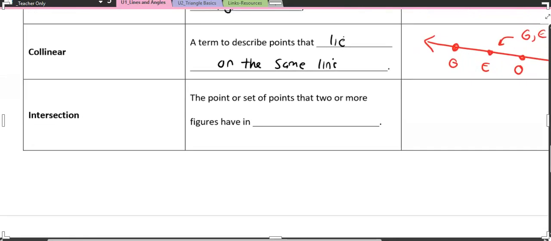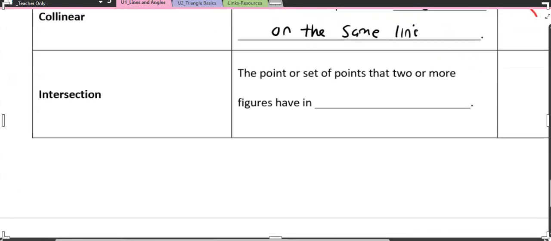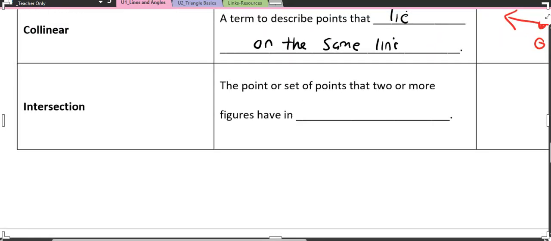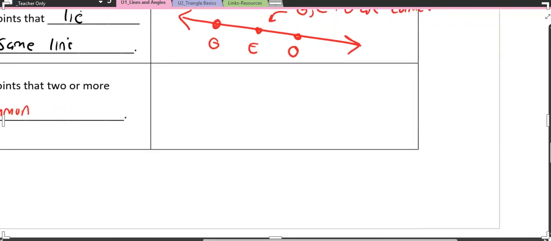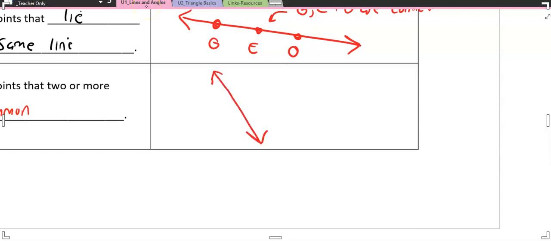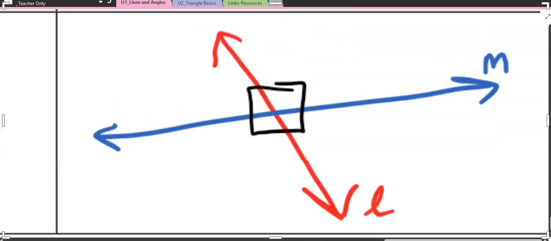And the last of these newer definitions is actually, we have two more, I'm sorry, there's adjacent too, is intersection. The point or set of points that two or more figures have in common. And one of the most common intersections you're going to see is that if I have this red line that I'm going to draw here, which we'll use the cursive notation for this one, we'll call this line L, and then I have another line we'll call line M. The intersection, the overlap of those two things is occurring right there.